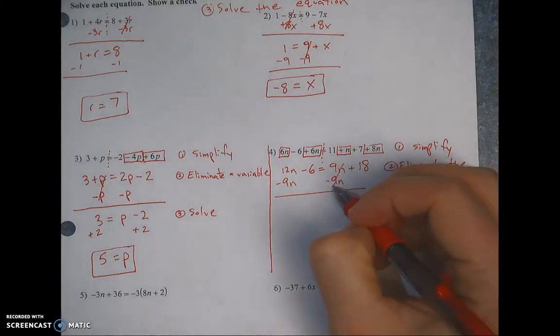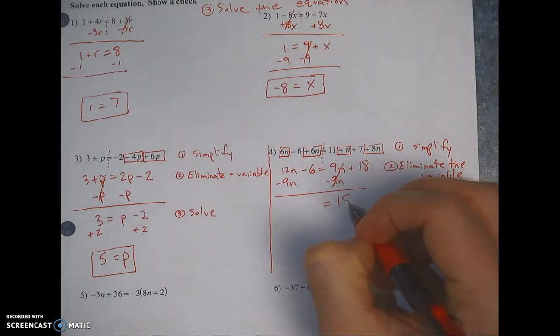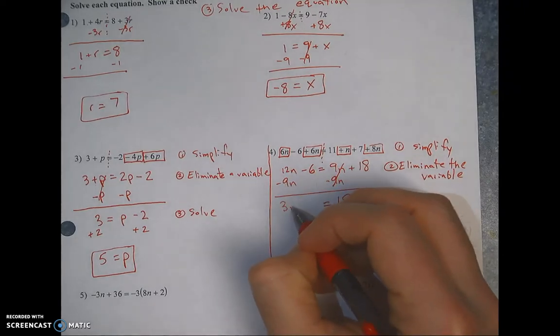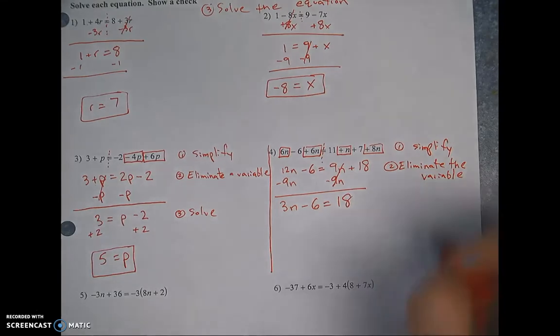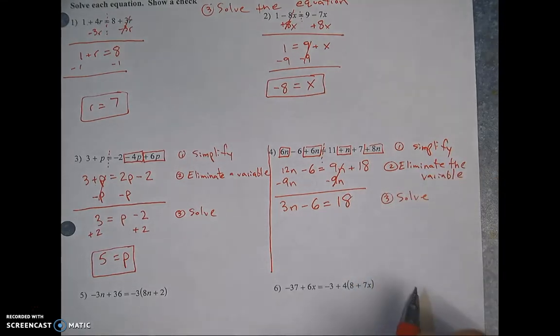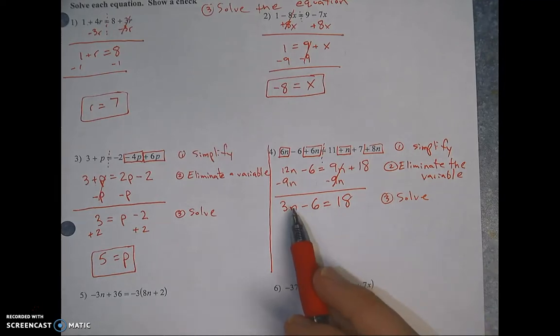So it goes away over here, leaving me just 18. And on this side, a 12 minus a 9n gives me a 3n minus 6. So now I have a two-step equation. Looks like something I'm familiar with. All I need to do now is solve it. So get n by itself.